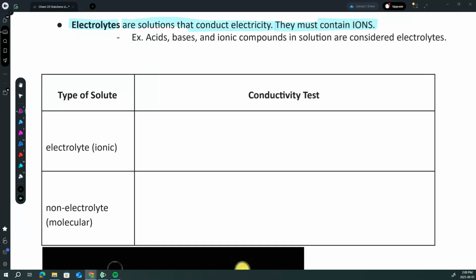So first we're going to go over what exactly we're looking for in a conductivity test, a positive result as well as a negative result. And then I'll show you a video of what that actually looks like in real life.